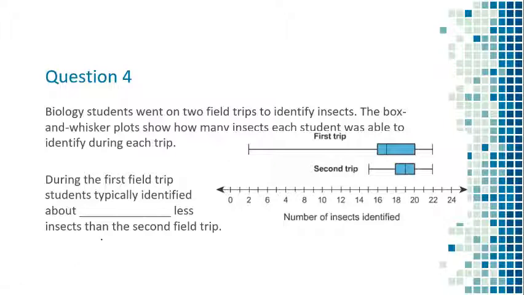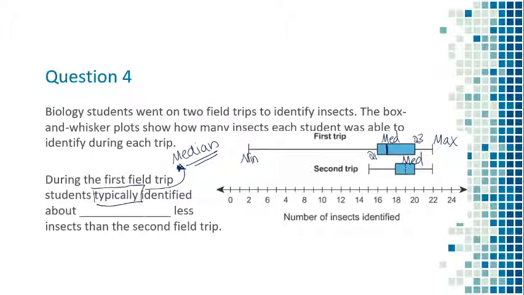Okay, so a key here is when it says typically identified, this is talking about that middle value, your median. Since we're talking about a box and whisker, our measure of central tendency is going to be the median. So this is where we want to look. We want to look at the median in both of these box plots. And remember, the median is the line that's inside the box, because this is your min, this is your first quartile, that's your median, this is your third quartile, and this is your max. That's your 5 number summary that we talked about. So we're comparing the medians of the first field trip to the second field trip.